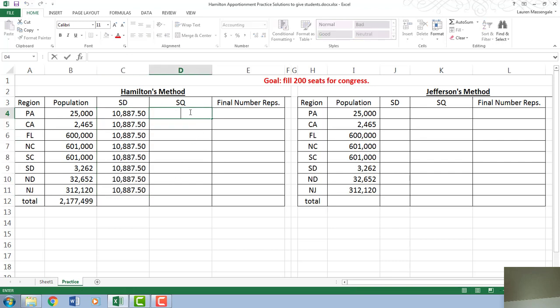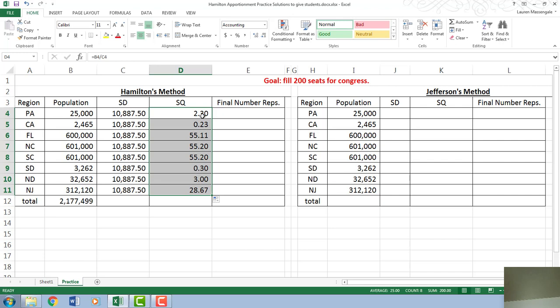All right, so now I need my standard quotient. The standard quotient is my final number of representatives, almost. It's going to have a decimal portion though. So my standard quotient equals the group population. So the group population of Pennsylvania is 25,000 divided by your standard divisor. So Pennsylvania is going to be apportioned 2.3 people. And again, you need to know that formula. Standard quotient, group population divided by your standard divisor. And if I go ahead and scroll that down, I can see how many people each state is getting.